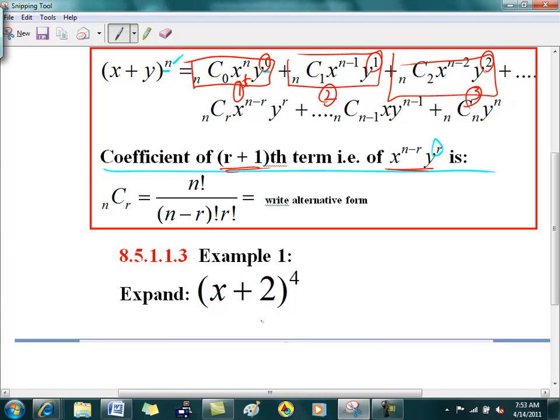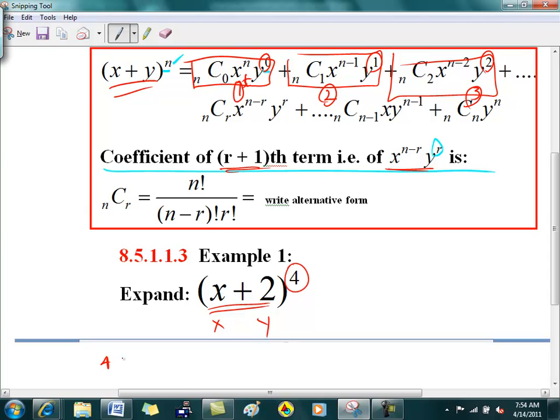Now what I want to do is do this using the binomial theorem instead of that painful method that you guys just did and already got us the answer. So if you compare this to this, you can see that x is x. What is y? 2. What is n? 4. So you're going to start plugging and chugging on these terms here.